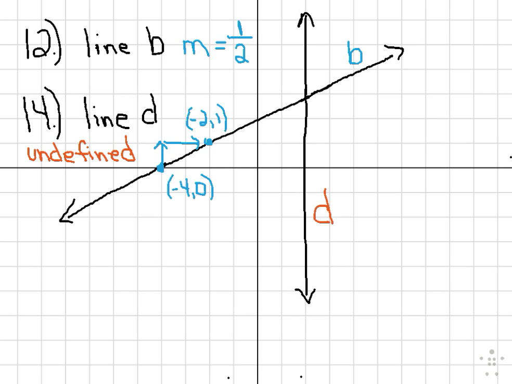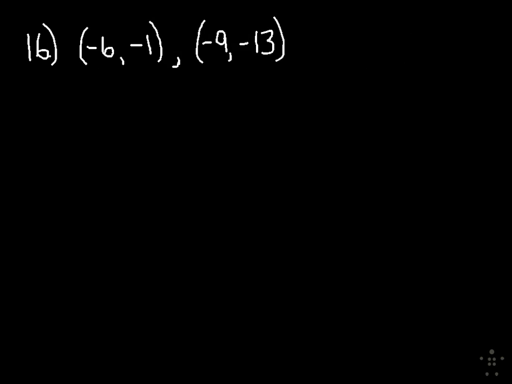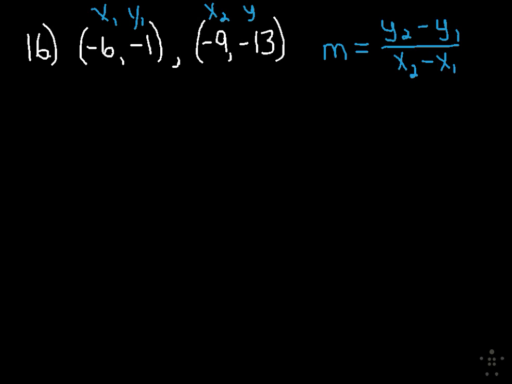Moving on to question number 16. Number 16 says, find the slope of the line passing through the given points. So I have 2 points here. We will learn, or should have learned, that our slope is equal to our change in y's over our change in x's. I like to label x1, y1, x2, y2, and it doesn't matter which ones are the x1s and y1, x2, y2, as long as the 1s are together and the 2s are together.